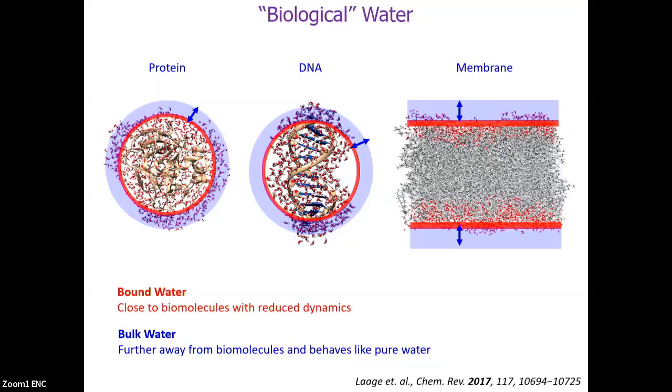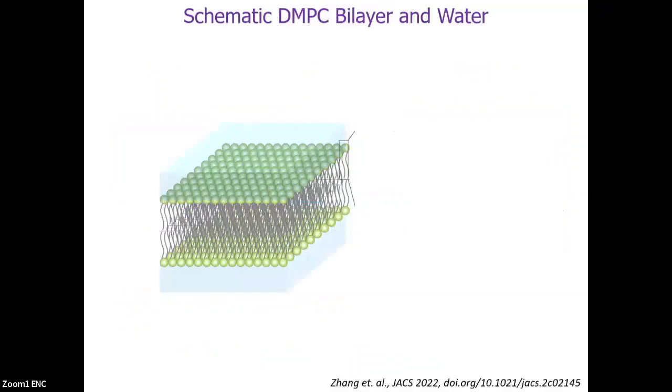These 2 types of waters are actually in exchange with each other rapidly, and it was proposed to be on the time scale of sub-nanosecond. We are utilizing the DMPC bilayer as the model membrane system. As shown here, the lipid bilayer with the lipid head group and the acyl chain, hydrophilic, hydrophobic, and the water. The bulk water is away from the lipid surface, with the bound water close to the lipid surface, and they are interchanging rapidly with each other.